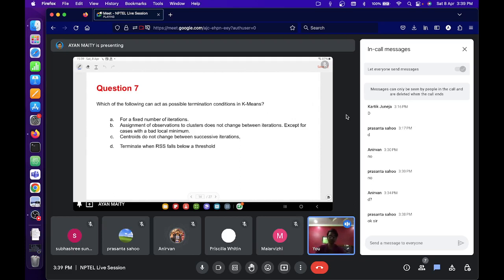Option B, assignment of observations to clusters does not change between iterations except for the cases with a bad local minimum. Option C is centroids do not change between successive iterations. Option D is terminate when RSS, which is just the loss function used in k-means, falls below a threshold. So which of these 4 options can be used as termination condition for k-means? There can be multiple correct answers here.